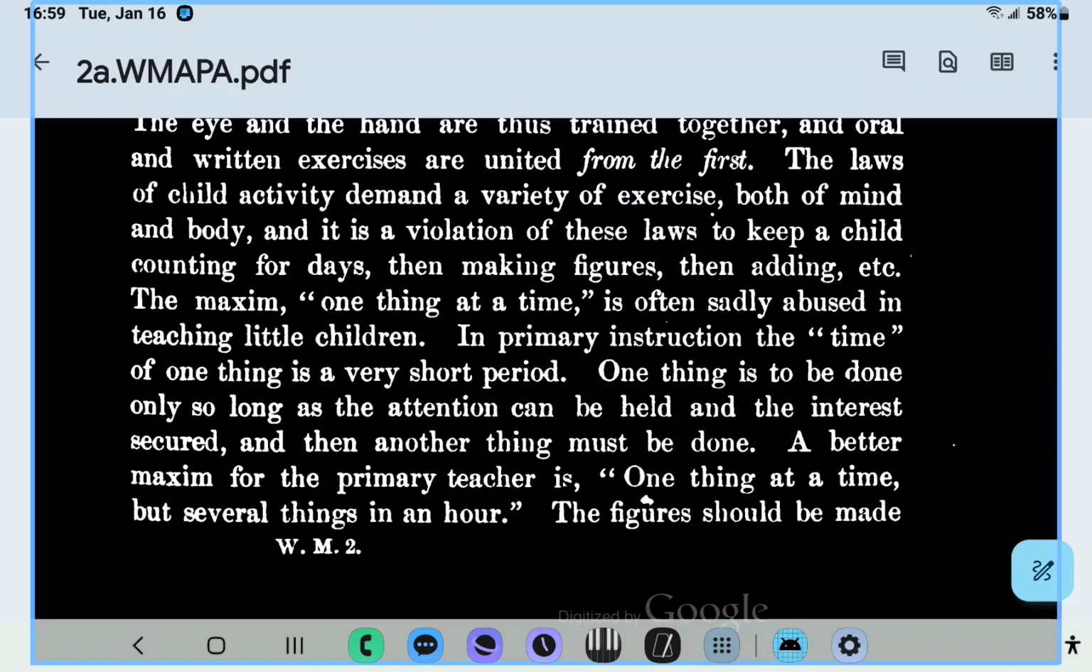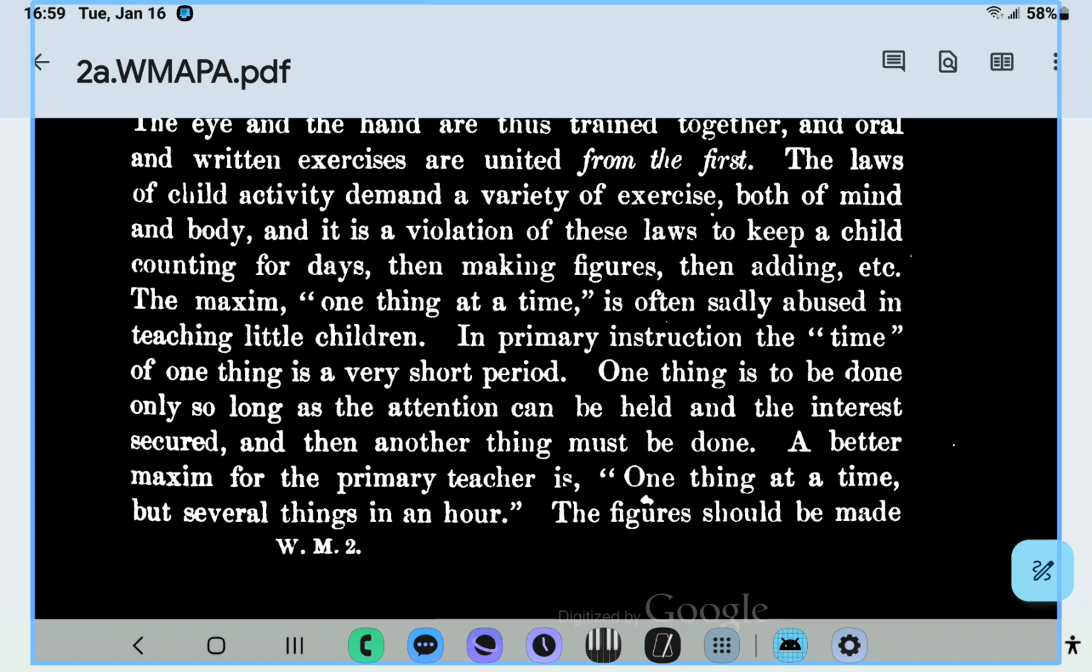This counting may be prevented by making several groups of 10 characters on the blackboard, and then covering portions of the group successively, and having the pupils give the number in sight. The drill must be progressive, as indicated in the book, beginning with small groups, and gradually introducing larger. A variety of objects should be used, and these should be handled by the pupils as well as by the teacher. Written exercises. Each lesson properly closes with a written or slate exercise. The eye and the hand are thus trained together, and oral and written exercises are united from the first.